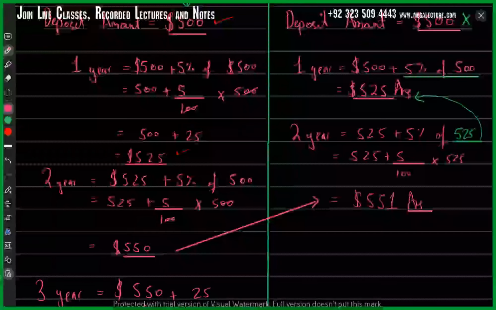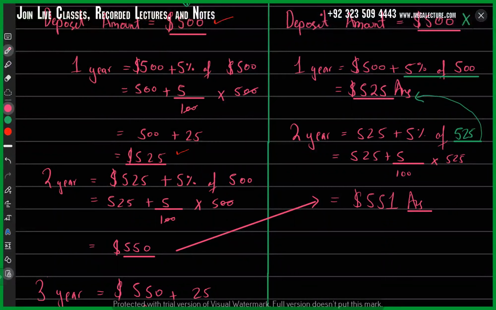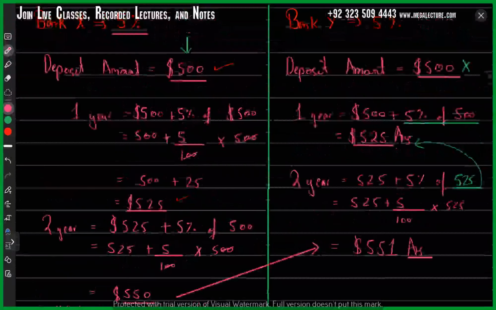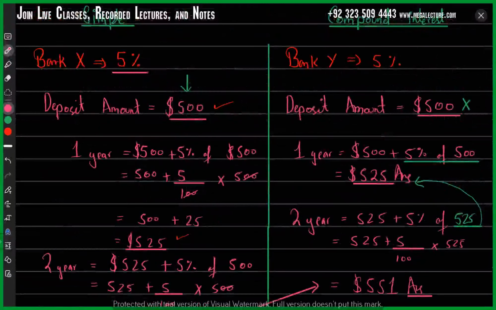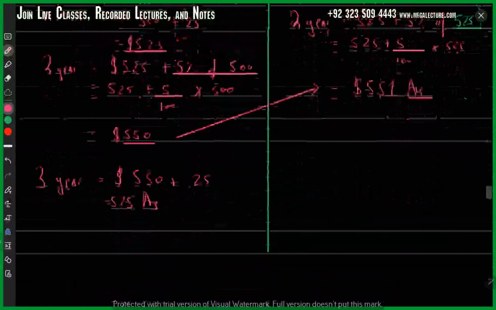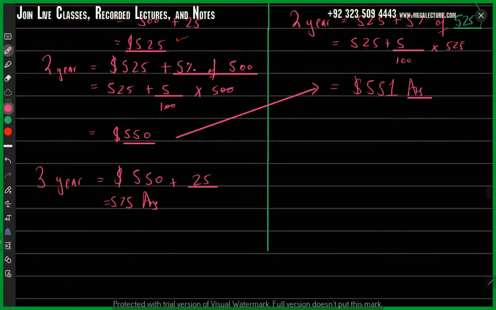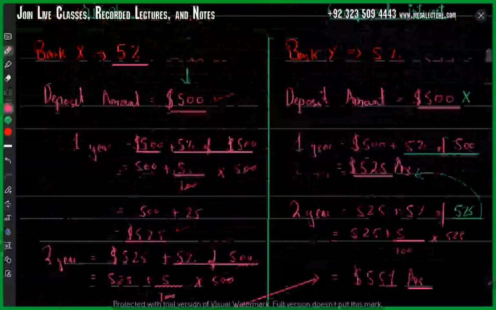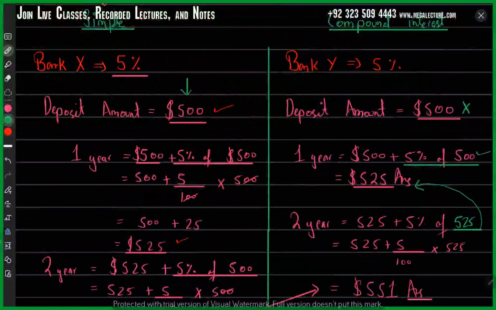Okay. Now, one of the students is basically asking what is the difference in both the amounts. In case of simple interest, every time I would be having this amount plus 5% of the deposit amount. However, in case of compound interest, I would be having 5% of the previous amount.